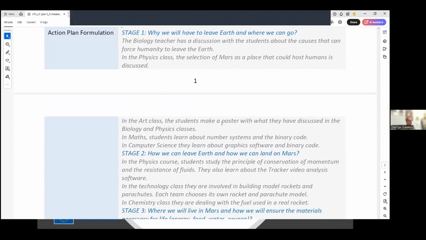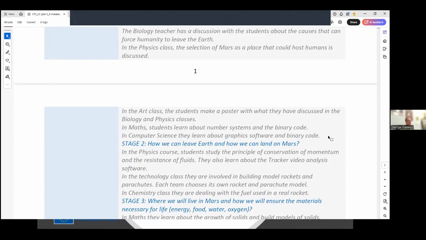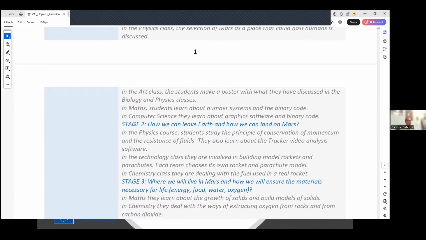In the art class, the students make a poster with what they have discussed in the biology and physics classes. In math, students learn about number systems and the binary code they will need in the next stages. And in computer science, they can learn about graphing software and binary code. Also, they will be needed in stages 2 and 3.